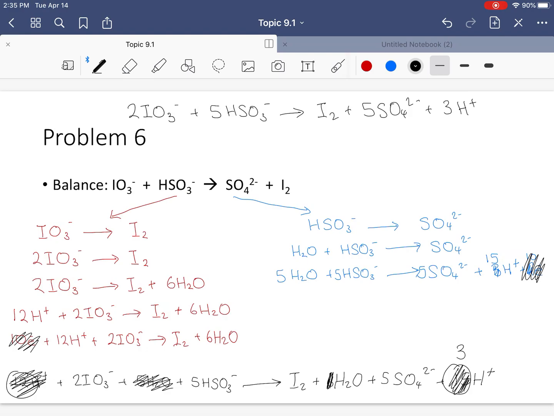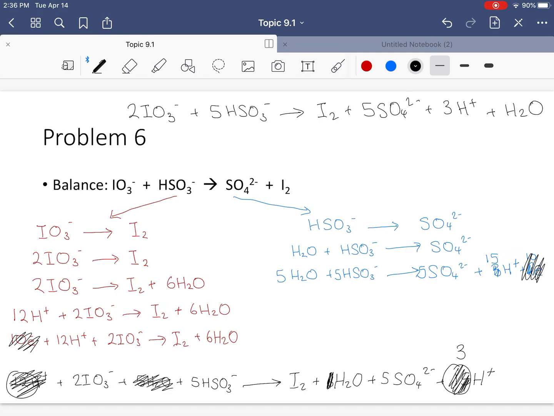Now, one of the things that you might want to do is check to see if you're right. To check, just make sure that what's on the left equals what's on the right. All right, so I guess I can leave that with you. I'm sure you guys are capable of doing that on your own. Oh, look, I forgot about water here on the right.